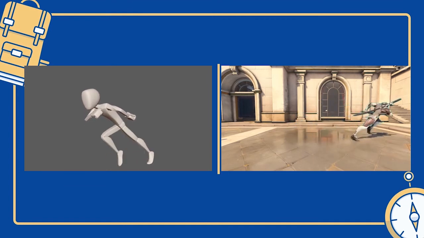And the last principle is secondary action. It's normally used to support the main action. For instance, the movement of the hairband when he's running.